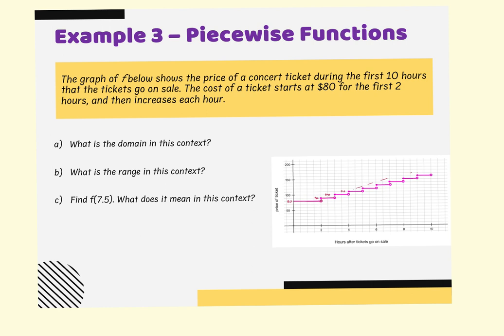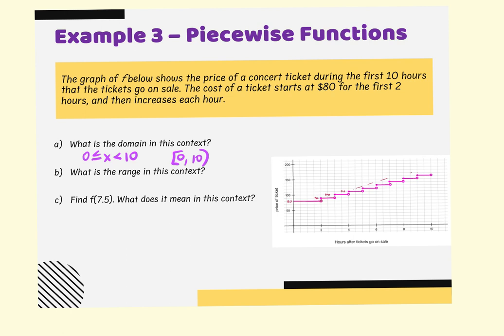So it says, what's the domain in this context? Domain are my x values, right? So what's the smallest x value? 0. Is it a solid dot or an open dot? Solid, so it includes it. So I would do it this way. What's the biggest? 10, and this time open dot, which means it does not get an or equal to, and it gets a parentheses.